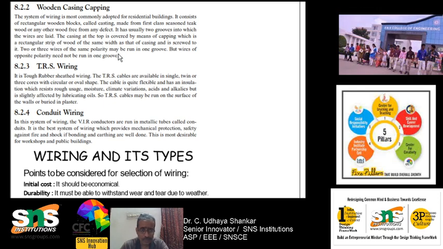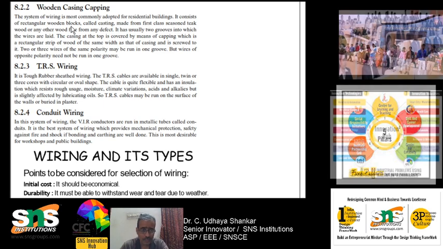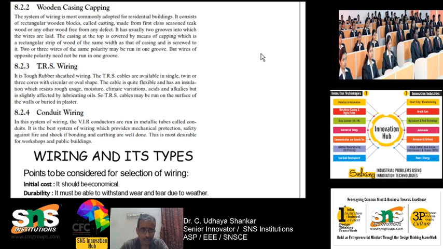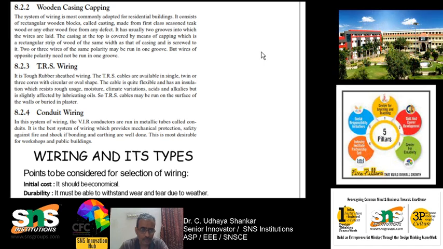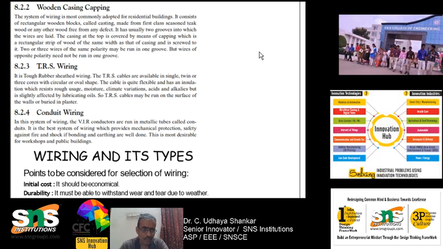These were used in earlier days, only in residential buildings. It consists of rectangular wooden blocks called casing. It is made from first class seasoned teak wood, and it usually has two grooves into which the wires are laid. The casing at the top is covered by means of capping, which is a rectangular strip of wood of the same width as the casing and is screwed to it. Two or three wires of the same polarity may be run in one groove.